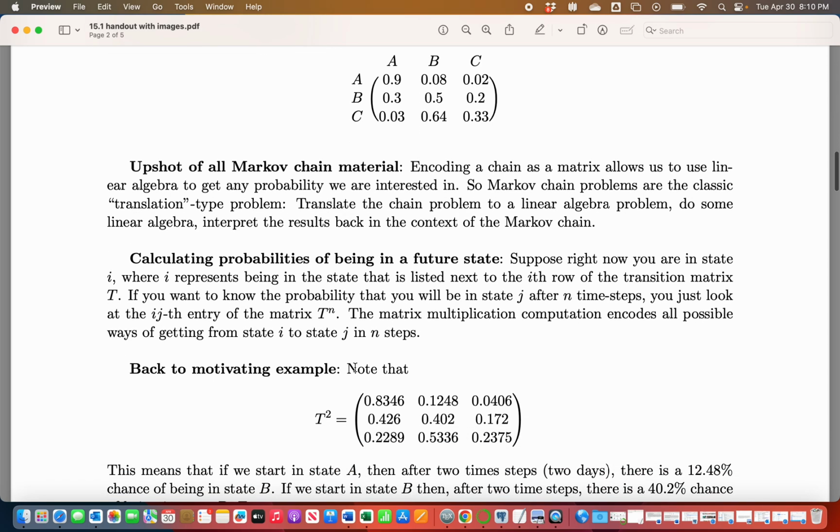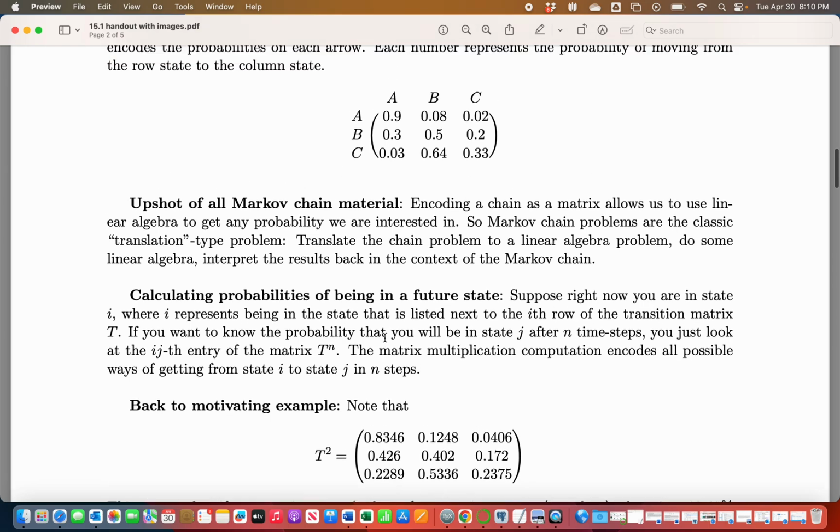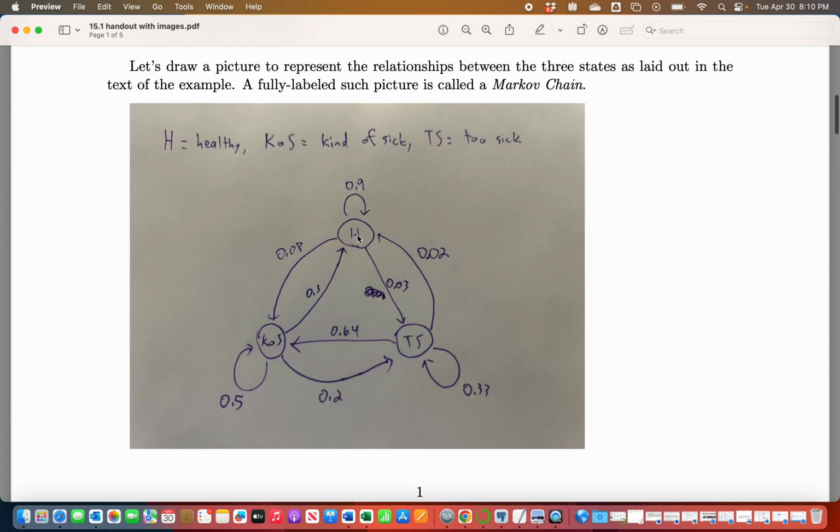But it turns out that this matrix multiplication encodes all the possible ways of getting from state I to state J in n steps. Okay, so what do I mean by that? Let me just illustrate real quick back up here. Suppose my kid's healthy today, and I ask you, what's the probability he's healthy 2 days from now? One thing you could do is say, okay, I will analyze all ways of starting at H and ending at H after 2 days. So I could do this arrow and this arrow again.